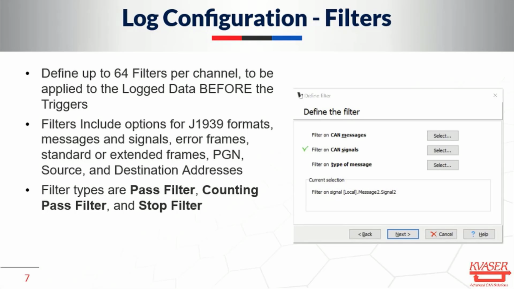Filter types are pass, counting pass filter, and stop filter. I highlight those there. Pass and stop are pretty self-explanatory. Counting pass filter I'll go into briefly. In J1939, you might have a signal that you're interested in logging, but it's a 10 millisecond broadcast signal such as the DM1, and you don't want to log every one of them. You just want to keep an eye on that signal to see what state the faults are in on that vehicle. So you might want to log every 20th DM1. You could do that with a counting pass filter you can configure, so you log every 20th DM1 that comes across the bus.